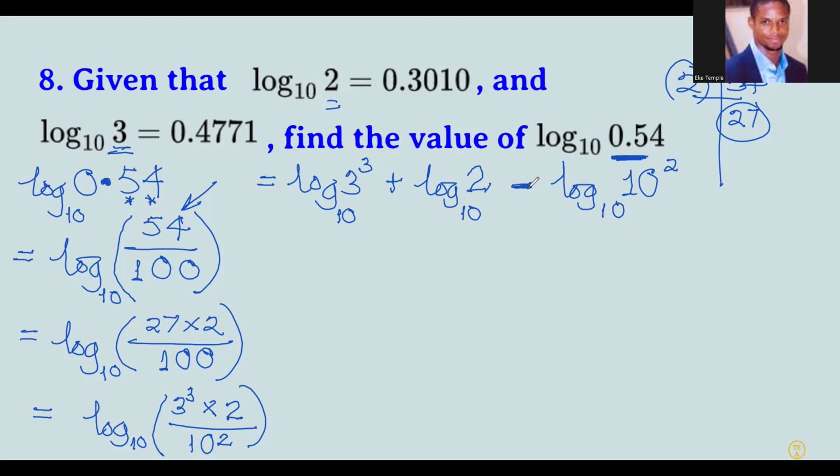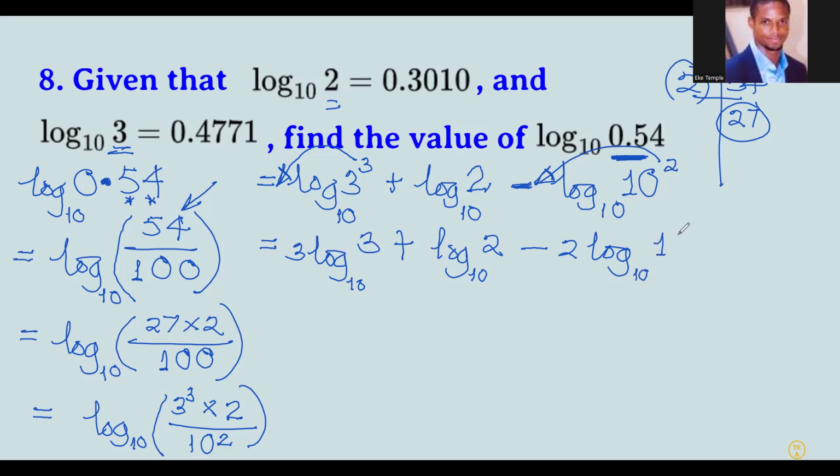That's basic. And now, what needs to be done? The 3, the power in the argument here, is brought to the front of the log by law. And this will give us 3 by the side of log base 10 of 3. Now plus log to base 10 of 2, minus the same thing. The 2 comes to the front of the log, so that we have 2 log to base 10 of 10. This is beautiful. Now it's time for substitution.